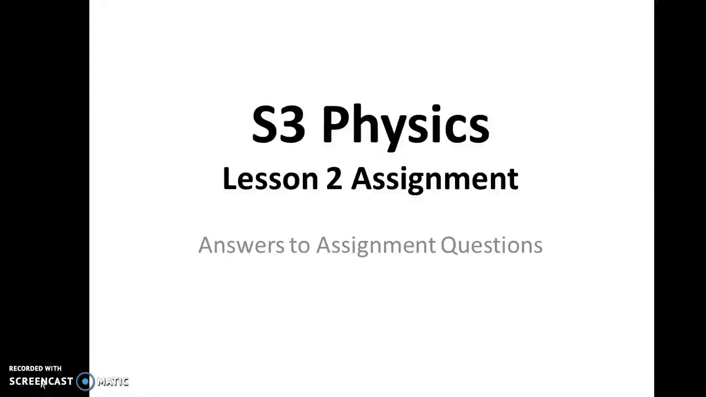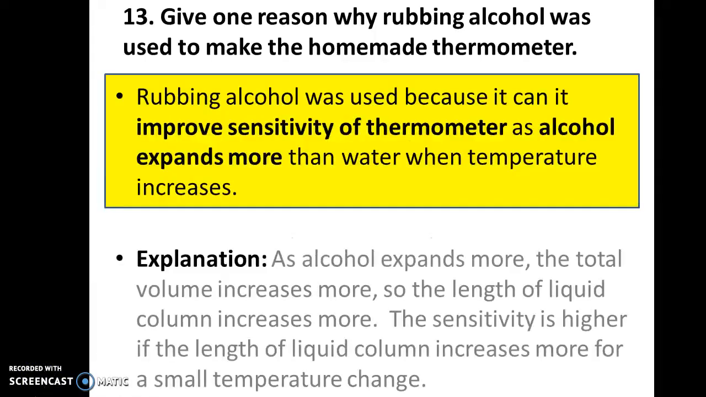Answers to assignment questions. Question 13. Give one reason why rubbing alcohol was used to make the homemade thermometer. Rubbing alcohol was used because it expands more than water. So when it is put into high temperature, it expands, and so it produces a larger change in the length of the liquid in the column. In this way, we say that it increases the sensitivity of the thermometer.